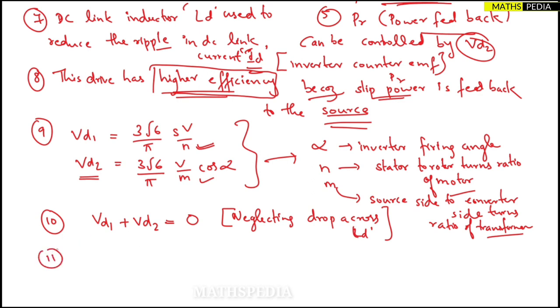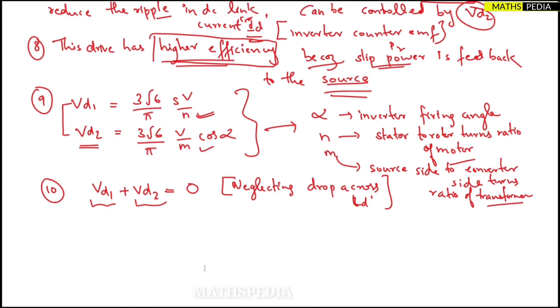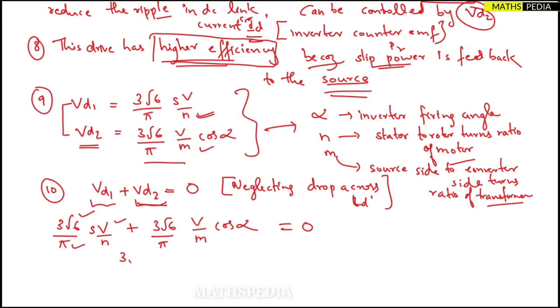Here itself, I can put VD1 and VD2. I'll add these equations and write it in this form. VD1 is 3 root 6 by pi SV by N plus VD2, which is 3 root 6 by pi V by M cos alpha, is equal to 0. From this, what is common? 3 root 6 by pi V is common, so I'll take it outside. What is left is S by N plus cos alpha by M is equal to 0.